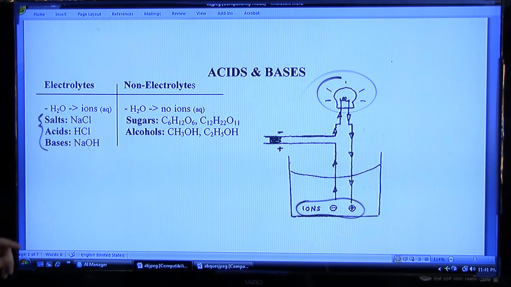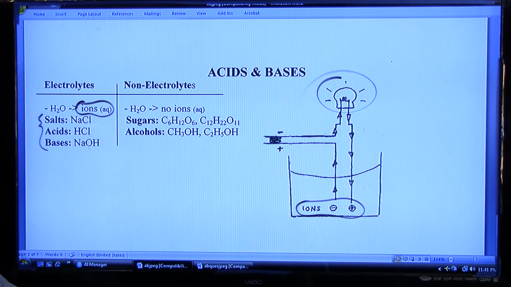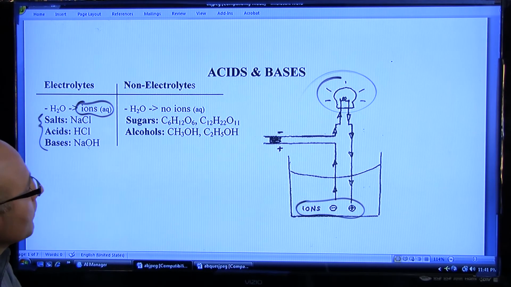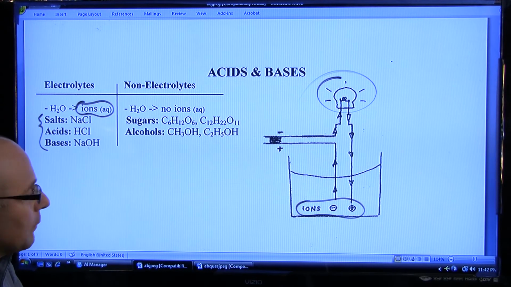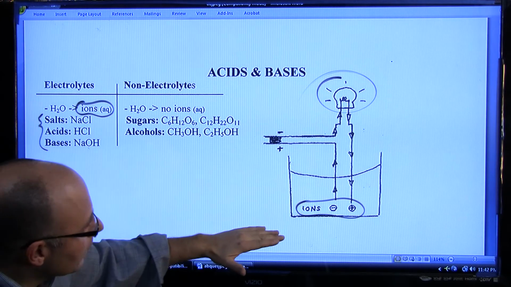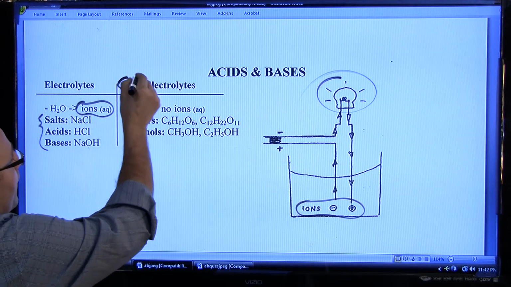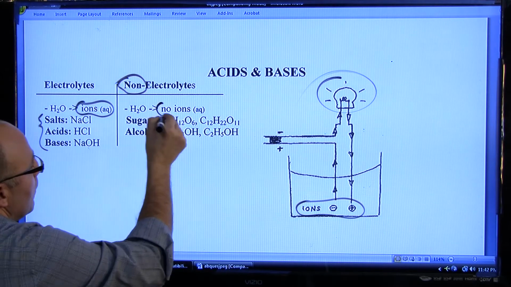All right, so the key thing they have in common is that electrolytes produce ions, just like Gatorade, if you recall, supplies your body with the electrolytes that you deplete as you exercise. So electrolytes produce ions. And ions in water conduct electricity. Non-electrolytes, on the other hand, give you no ions.